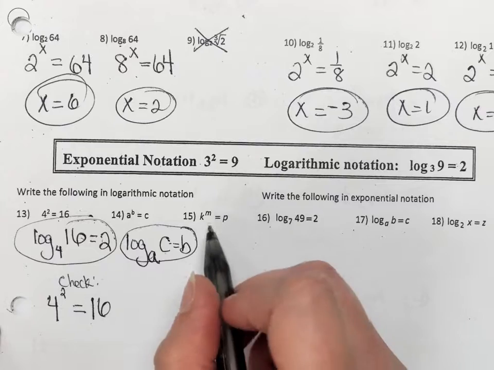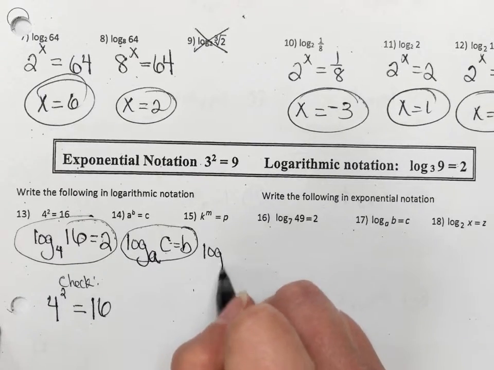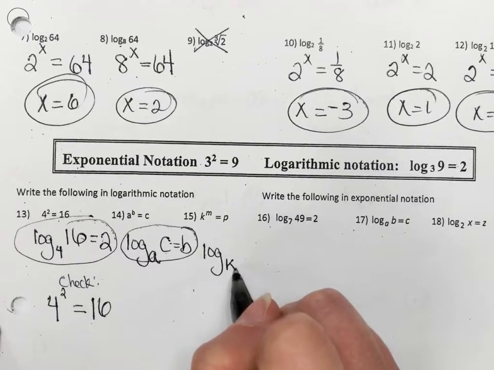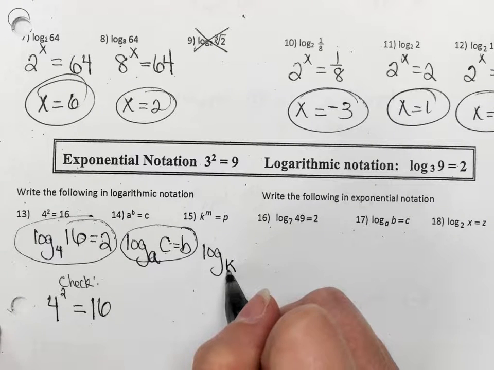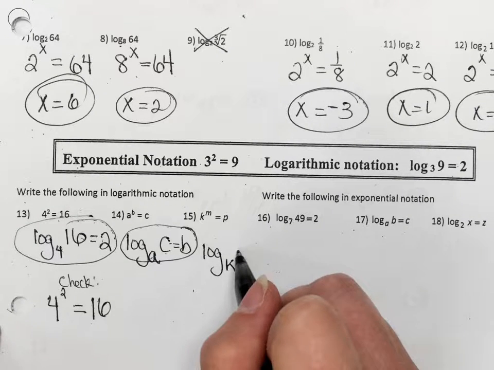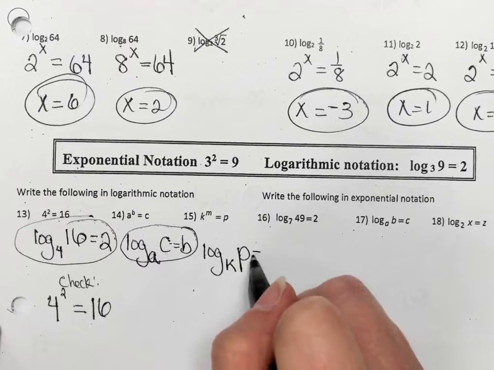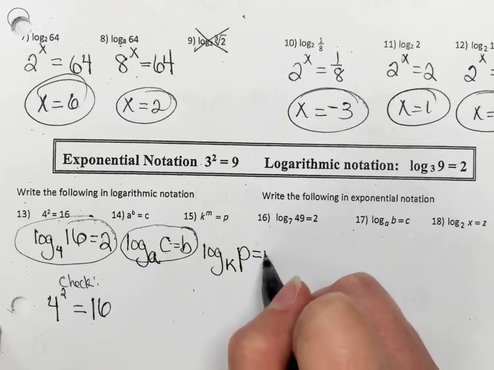All right, same thing on 15. Here we go. So log base what? What's my base? K. Notice how I drop the K down below it. And then what goes next to it? P. And it equals your exponent, which is M.